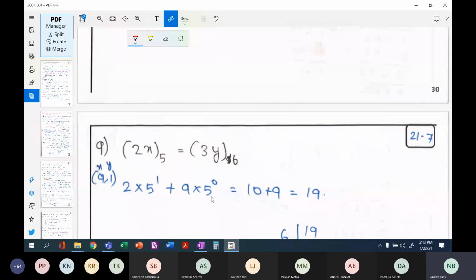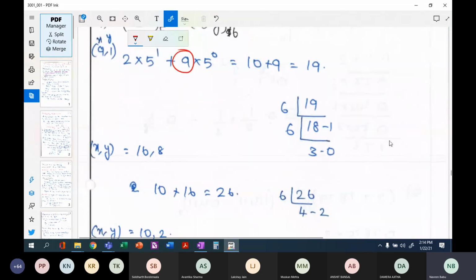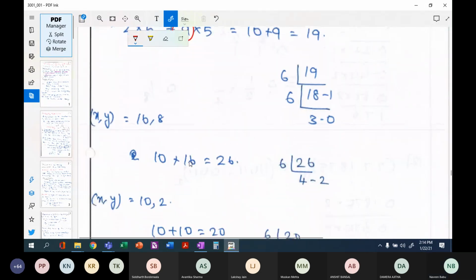Again, this is an invalid number. I should not apply 9 at all. I should not even consider 9. Why? Because its symbols are ranging from 0 to 4 only.